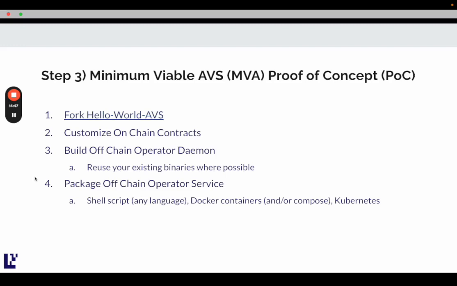And then we'll package that off-chain operator service into any degree of sophistication that you like. It could be just as a shell script. Most often, it's a series of Docker containers, Docker Compose scripts, but it could also be Kubernetes cluster images that could be loaded. And so your operators will actually take this package component through here, and they will run this on your behalf in EigenLayer.